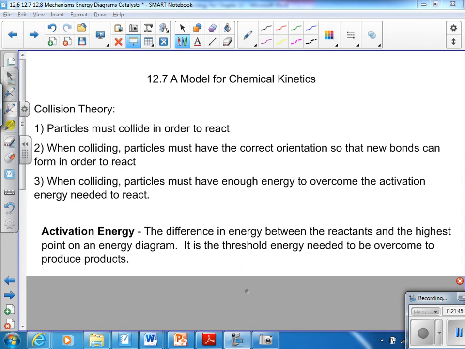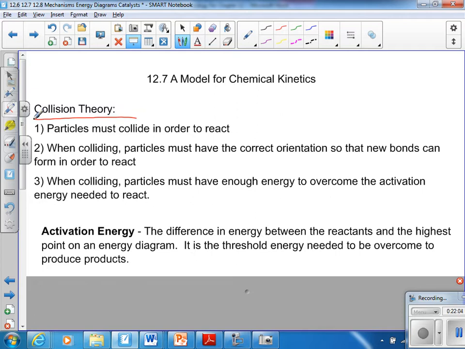Section 12.7, a model for chemical kinetics. So we have something called the collision theory, and there are three things that have to be true in order for a reaction to occur, and this is called the collision theory for reactions. Go ahead and read them. You can pause if you want to. I'm going to move forward.